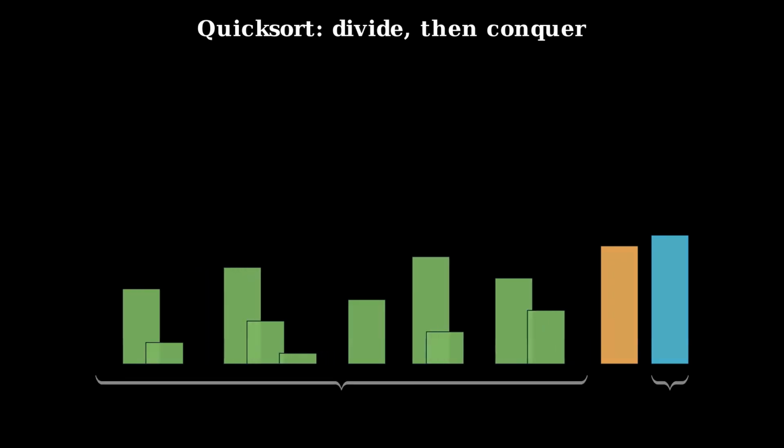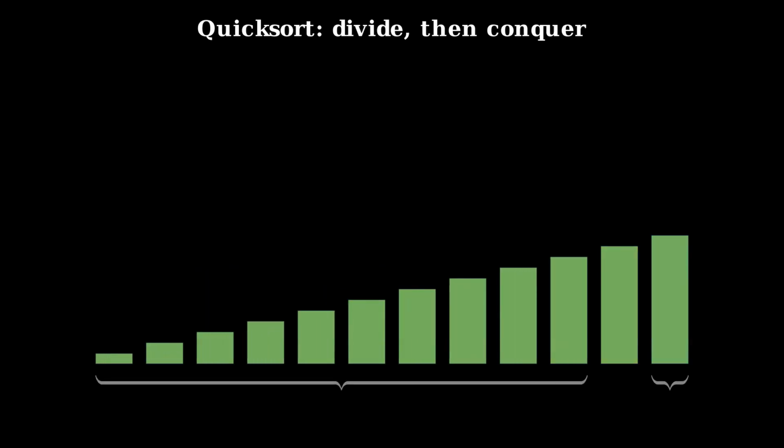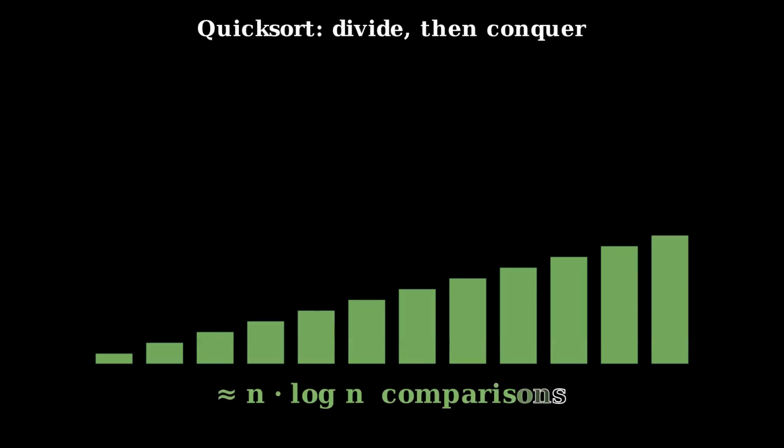Now do the same thing to each pile, and again to each smaller pile. Each round only compares against one pivot, not everything. Dividing in half each time is the magic. The cost is only order n log n, and log n is tiny.